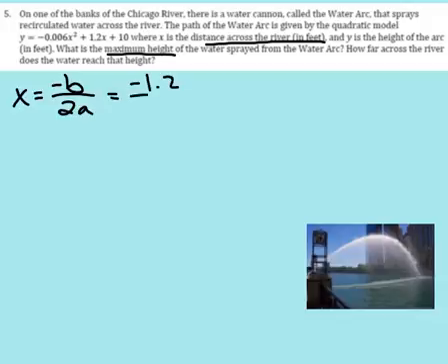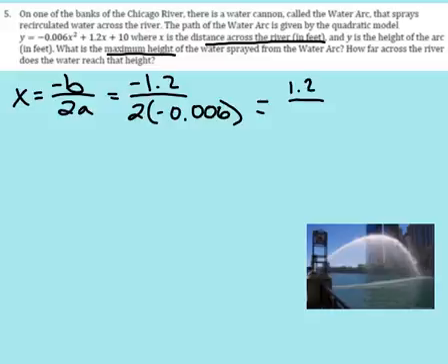It's going to be negative 1.2 over 2 times the negative 0.006. Well, a negative and a negative is a positive, so I'm good there. So probably what I would do is put 0.006 times 2 in my calculator, and I would have got 1.2 over 0.012, and that should be 100. Alright, you got to move the decimal 2 places, or you can know that's 100.